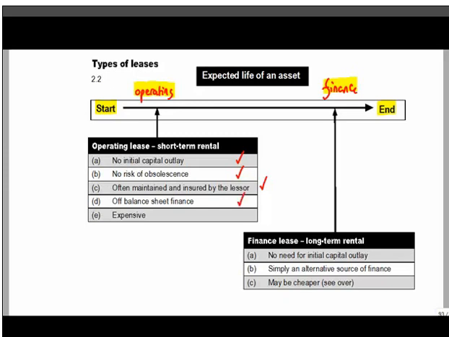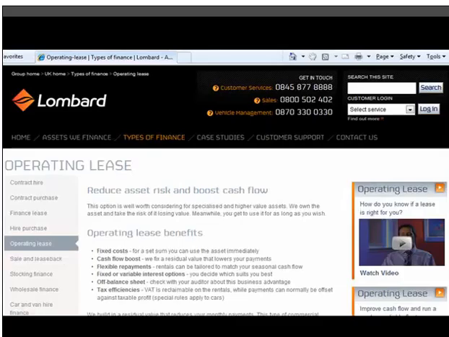Before we move on to look at finance leases, let's just consider what sort of assets are suited to an operating lease. Lombard are a UK asset finance company, and one of the types of asset finance that they provide is an operating lease. On their website, these are the types of asset that they would expect an operating lease to be used for.